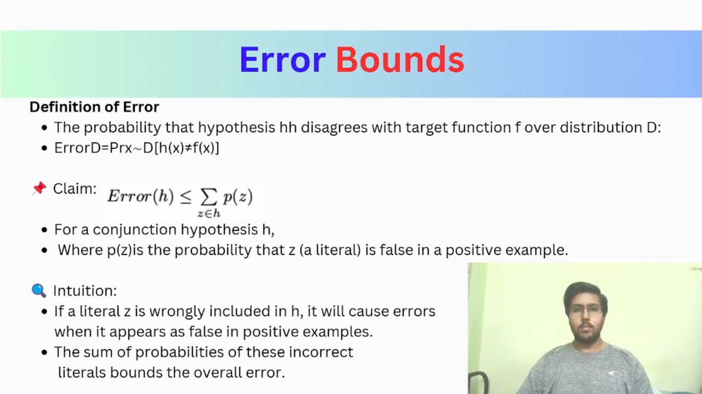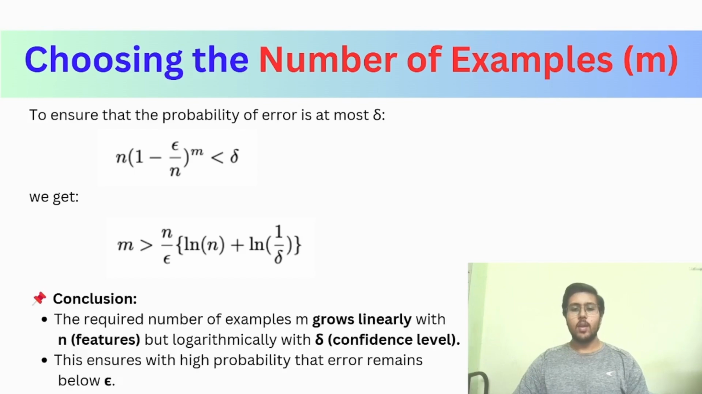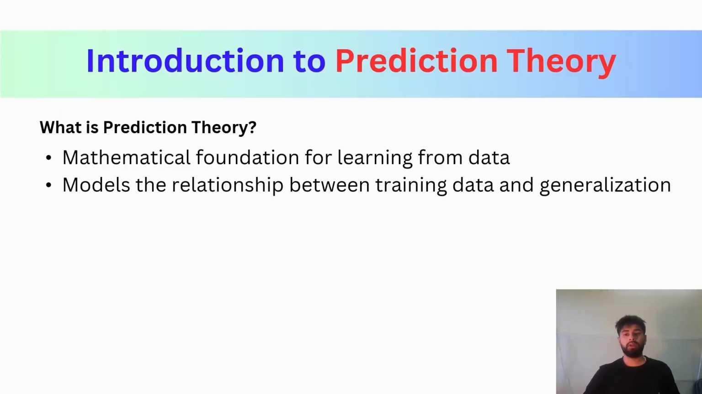A fundamental question in PAC learning is how many training examples are needed to achieve a desired level of accuracy. The number of required examples depends on multiple factors, including the complexity of the hypothesis space and the desired level of confidence. A key result in PAC learning is that m grows linearly with the number of features and logarithmically with the confidence parameter, ensuring that we can achieve low error with a reasonable number of examples.